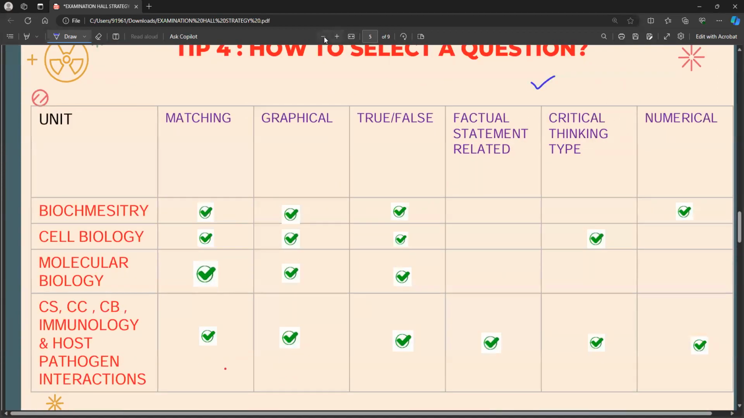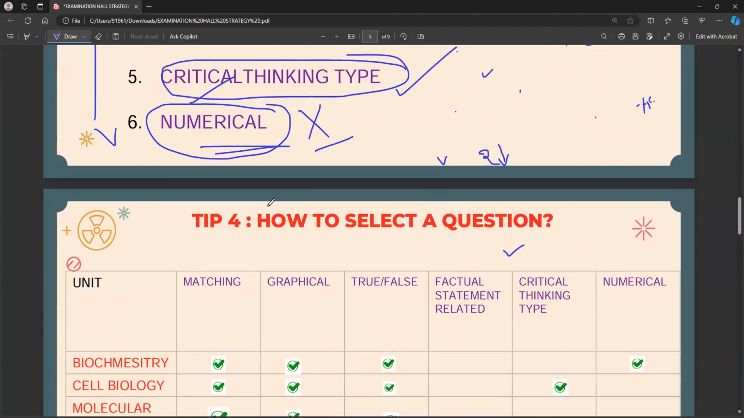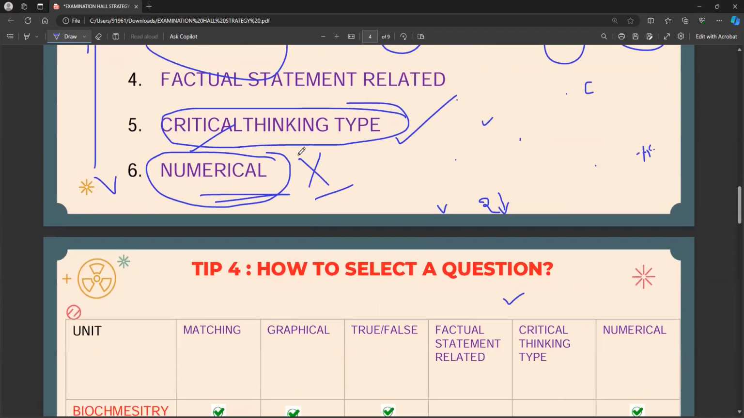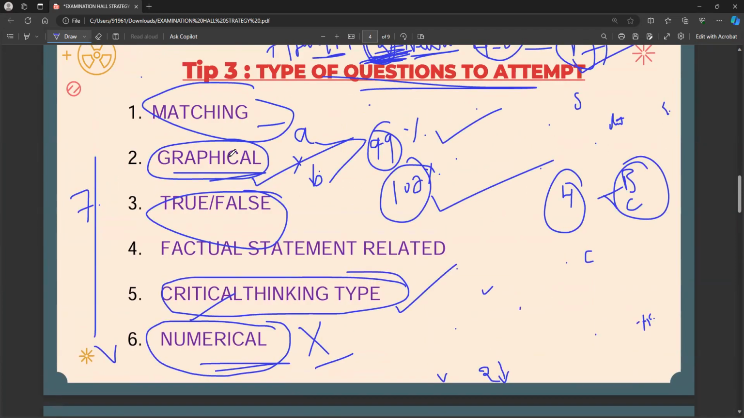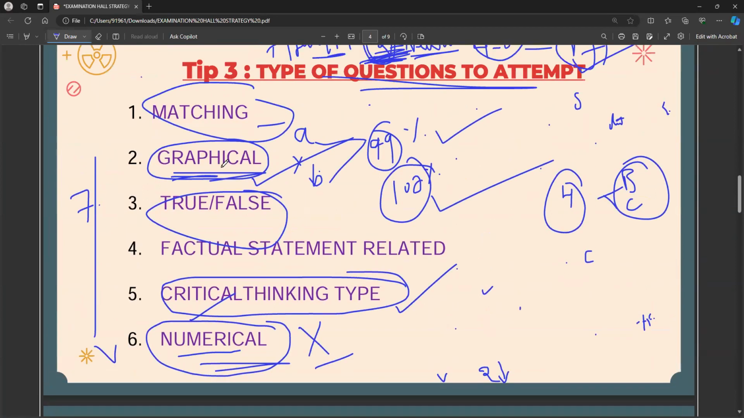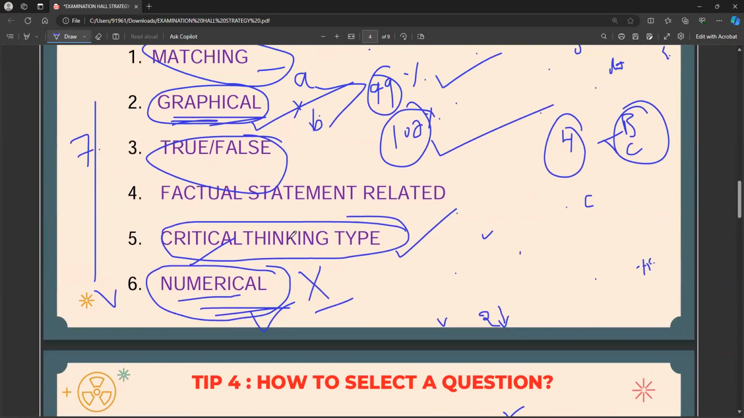Now, from which chapter? This is very important. Right now, you got an idea that 7 ways of questions are coming in our question paper. Now, from which chapter will what kind of questions come more commonly? Whichever is your strength, you choose that. Whichever is your weakness, you leave it. Some students have good knowledge of numerical and graphical questions. Never leave them. But those students get super confused with factual statement questions and do almost all of them wrong. Then don't touch those.